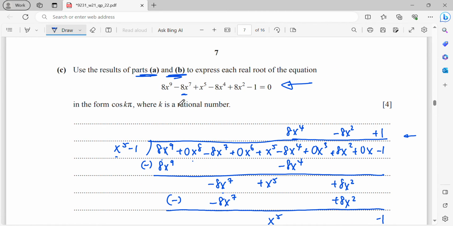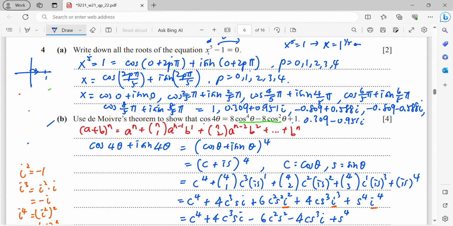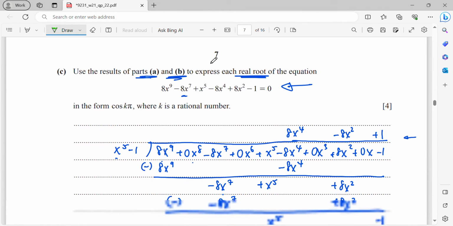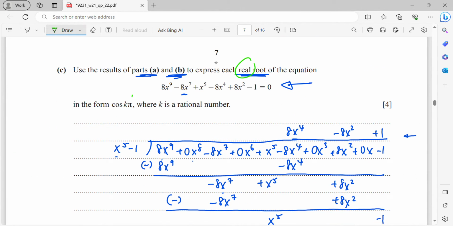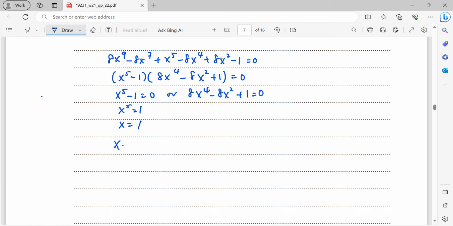Because the question says real root, go back to part A, we are getting 4 complex roots, 1, 2, 3, 4, and only 1 real root. And this one comes from cos 0. So now I will just write down the real root, and it must be in cos k pi form. Therefore, x equals to cos 0. That is my first value.